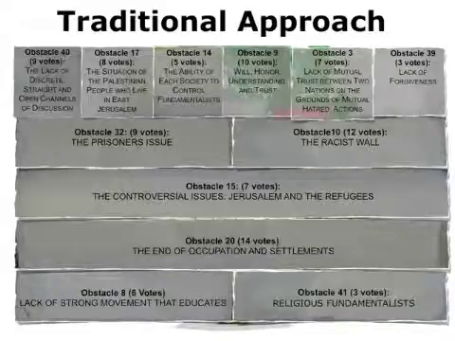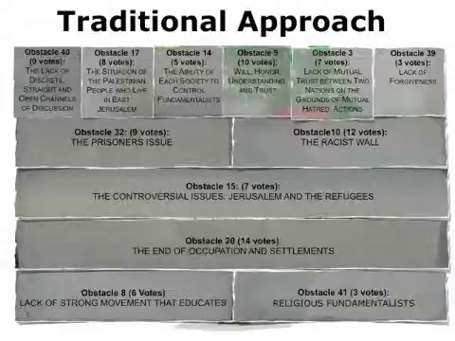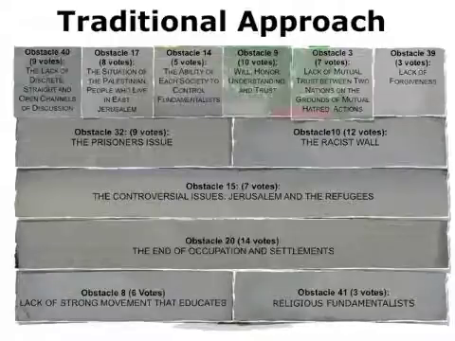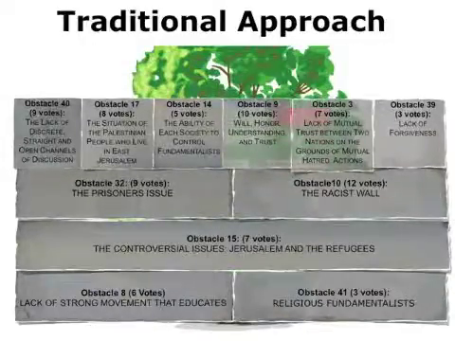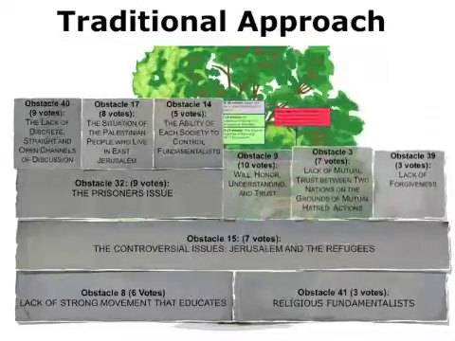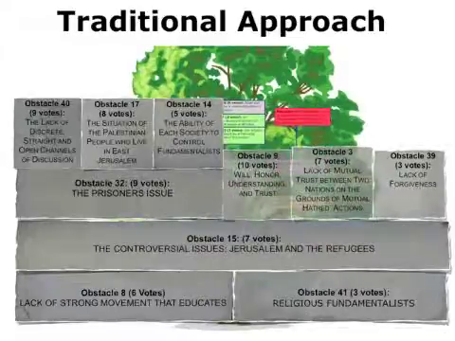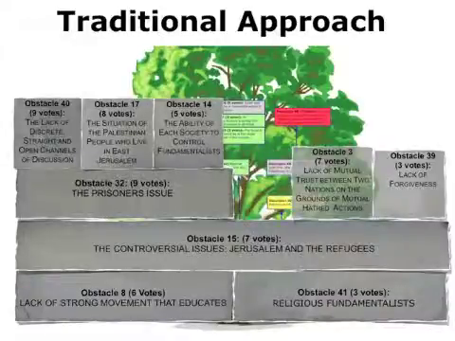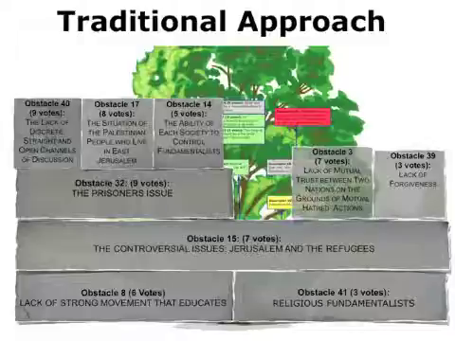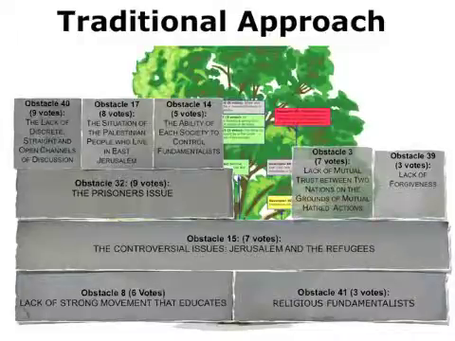Traditional approaches to complex situations often focus on the top 2 to 3 obstacles that receive the most votes of relative importance. In this case, it would mean Obstacle 20, which received 14 votes, Obstacle 10, receiving 12 votes, and Obstacle 9, that received 10 votes, would be addressed. As you can see, the wall of obstacles remains intact, preventing us from reaching the vision tree.